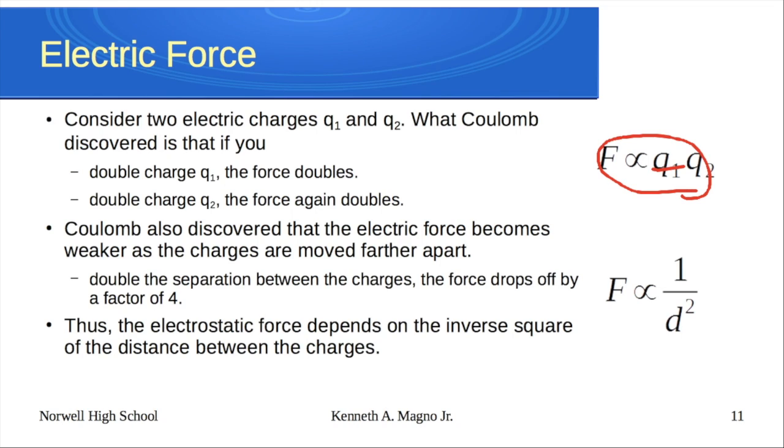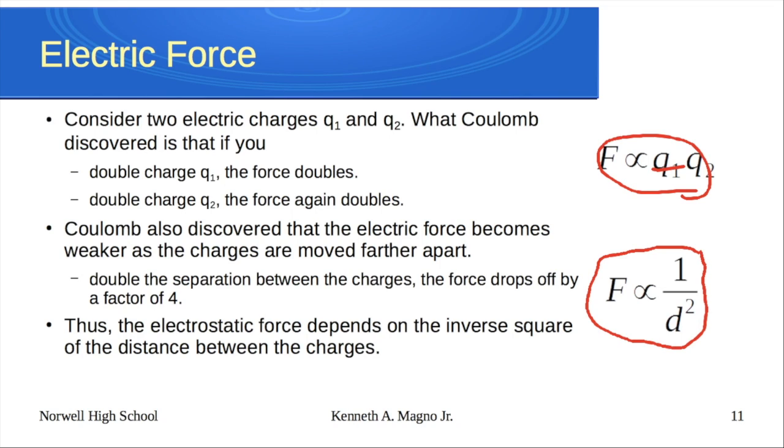Now we also noticed that there was an inverse square law relationship. As we took those charges and separated them, the further apart they were, the force reduced, just like it did for gravity. If you remember, with gravity, the further apart they were, we went down by a 1 over d squared relationship. It's the same thing here for Coulomb. Coulomb's law states that the force is proportional to 1 over d squared, the inverse square of the distance separating the two charges.